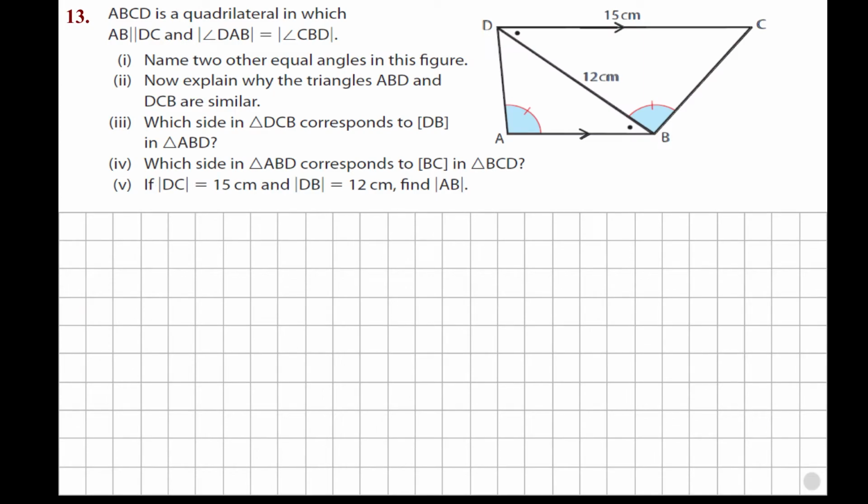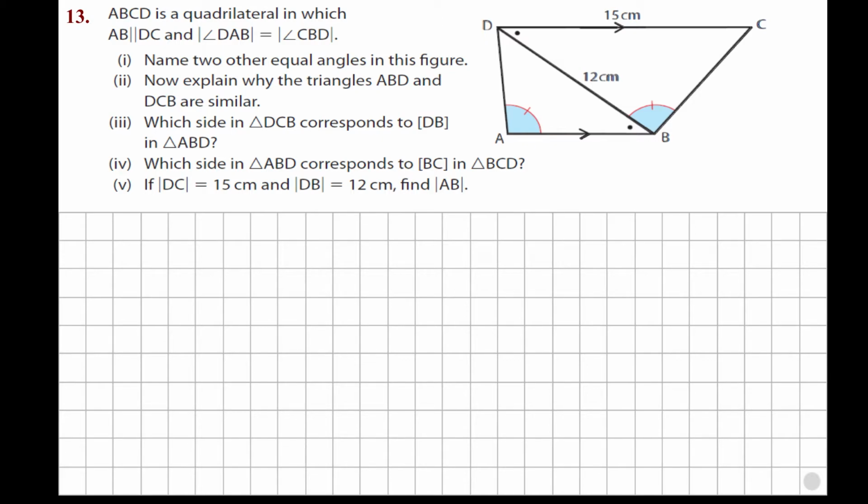With question 13, ABCD is a quadrilateral in which the length of AB is parallel to the length of DC. So those two sides are parallel, as all they're saying, and we know that because it's given with arrows. And the angle DAB, D to A to B, the blue one there, is equal to the angle CBD, C to B to D. So you can see those angles are equal. Name two other equal angles in this figure.